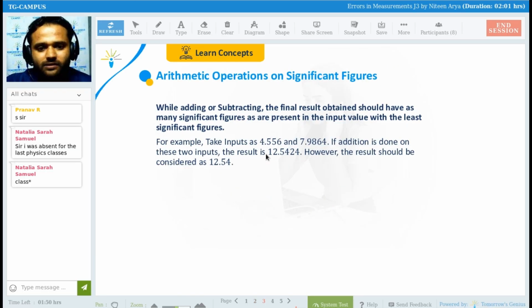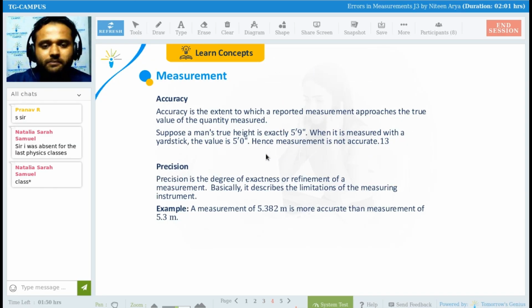Arithmetic operation on significant figures, we have already done that, so that is a repetition. Measurement, from here this particular lecture starts. As we know, in measurement there are two things. First is accuracy and another is precision. If you clear these two concepts in the very first page, then everything is going to be easy. Is this clear? Bhuvana, Mukeshwaram, Arshita, everyone here? Okay.